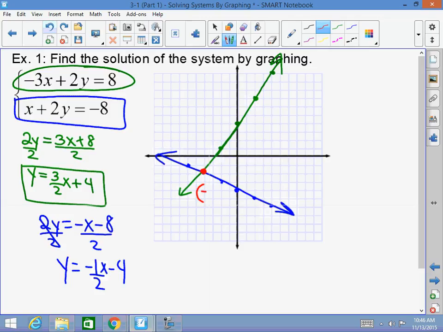So negative 4, negative 2. Let's see if this time I did it right. Negative 3 times negative 4 is 12. 12 minus 4 is 8. That works. And then negative 4 minus 4 is negative 8.